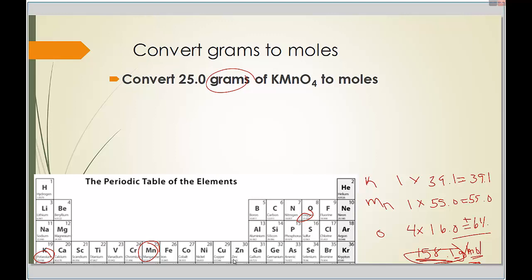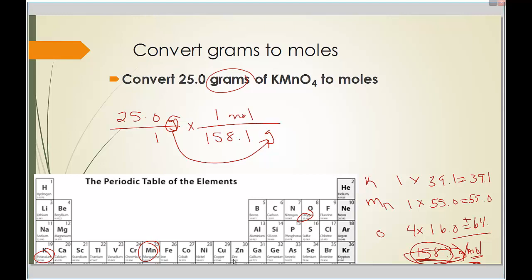So 25.0 grams over 1. We have grams on top. That means we want to put grams on the bottom of the next one. That's 158.1. And that is equal to 1 mole. So 25 divided by 158.1 comes out to be 0.158 moles.